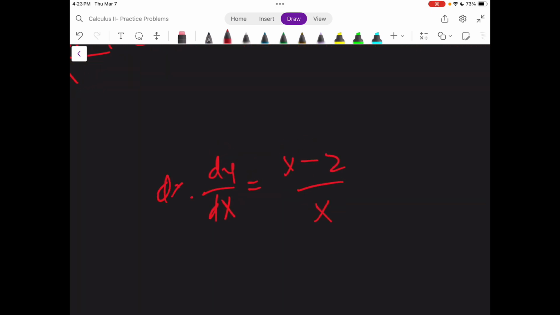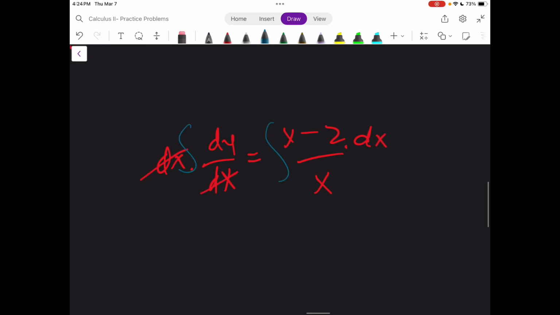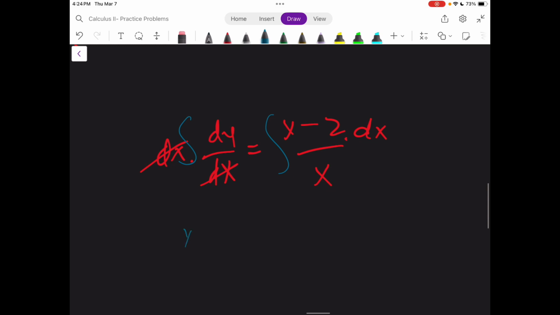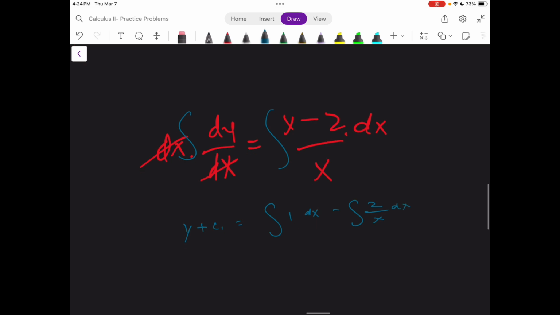We're going to multiply both sides by dx like always, and then integrate both sides. Now we have y plus that c1, it's a good habit to get into, is equal to the integral, let's split this into two integrals. It's going to be x over x, which is 1 dx, minus the integral of 2 over x dx. So you can see the natural log part is going to come from this one.